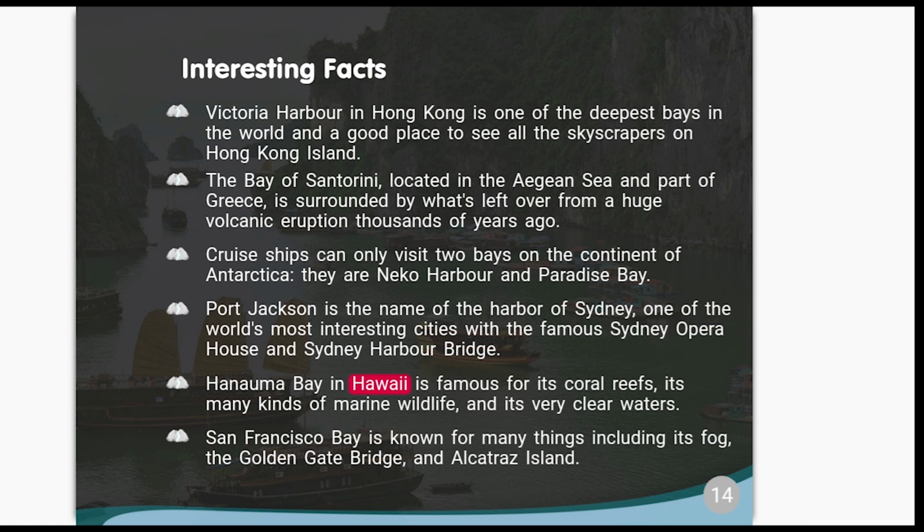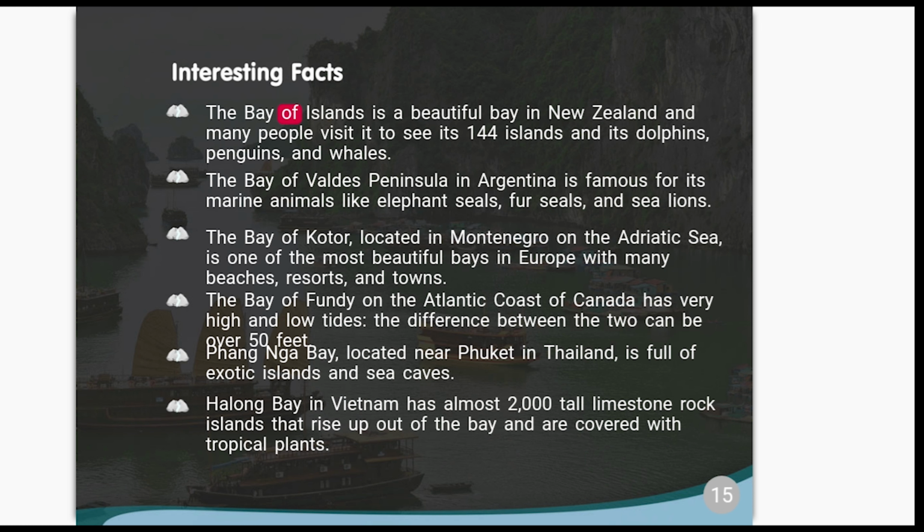Hanauma Bay in Hawaii is famous for its coral reefs, its many kinds of marine wildlife, and its very clear waters. San Francisco Bay is known for many things, including its fog, the Golden Gate Bridge, and Alcatraz Island. The Bay of Islands is a beautiful bay in New Zealand, and many people visit it to see its 144 islands and its dolphins, penguins, and whales.